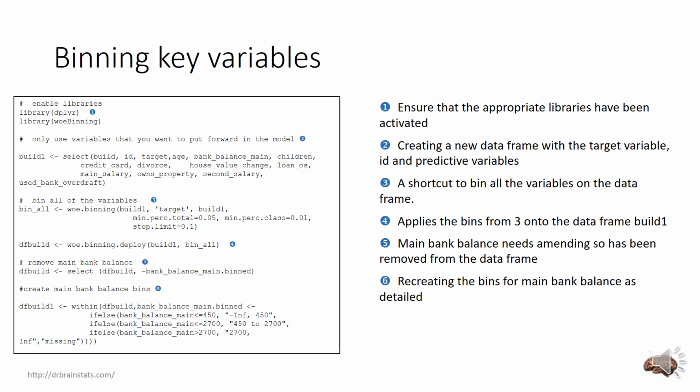Which now brings us on to binning the key variables. Rather than just talk through code, I will just explain each step. So the first step, we just ensure that the appropriate libraries have been activated. Number 2, we will create a new data frame with a target variable, ID, and the predictive variables. 3, we now have a shortcut to bin all the variables on the data frame. Number 4 applies the bins from 3 onto the data frame build 1. Main bank balance needs amending due to its initial binning, so it has been removed from the data frame. At step 6, we have recreated the bins for main bank balance as detailed.